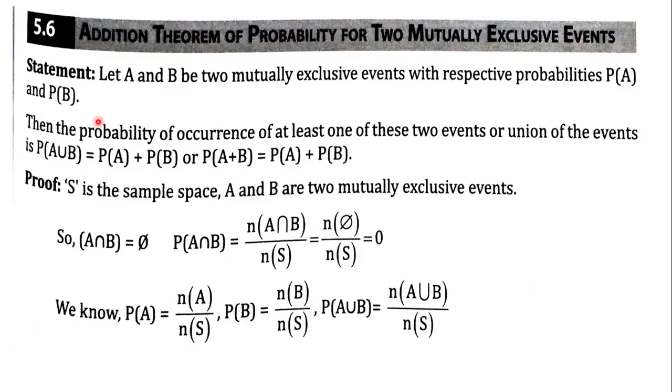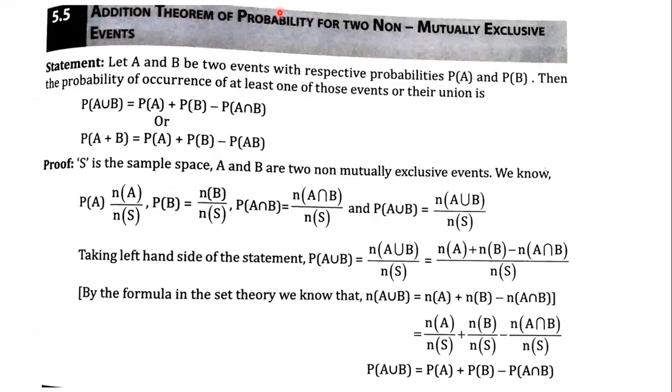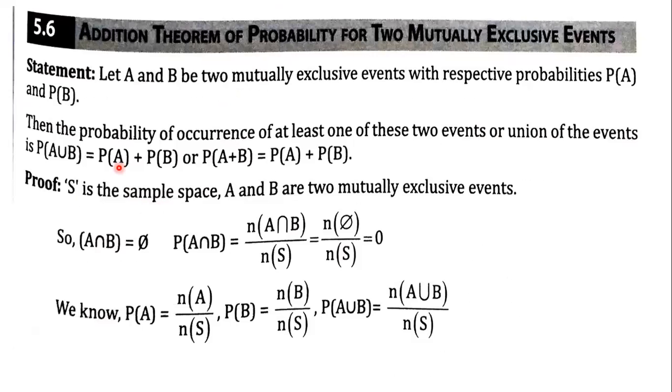Now, let us see how to find the probability for both of the events together. Then the probability of occurrence of at least one of these two events, or union of events, will be P of A union B is equal to P of A plus P of B. Now, if you see the difference between this method and the previous method, there is P of A intersection B in non-mutually exclusive, but in mutually exclusive, you just have P of A plus P of B. And P of A plus B is P of A plus P of B again.